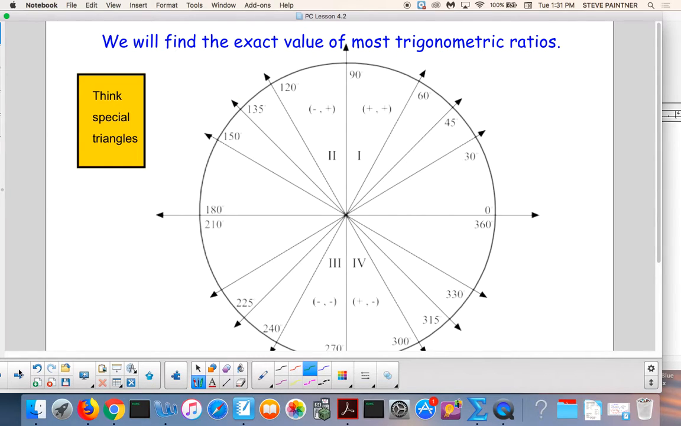Okay. It says we will find exact values of most trig ratios. Okay, I think I put that in this morning. Okay, so here's the deal. I gave you all these angles, but if you look at this point on the circle right there, and you come straight down, hit the x-axis, go right back to the origin. Okay, that's a 30-degree angle right here.